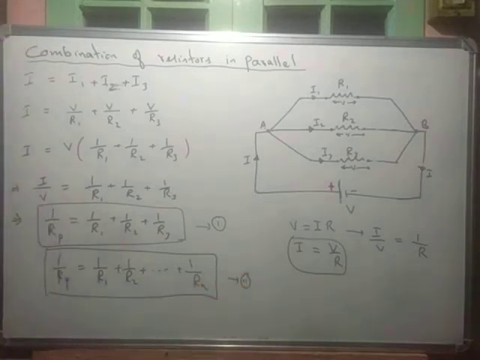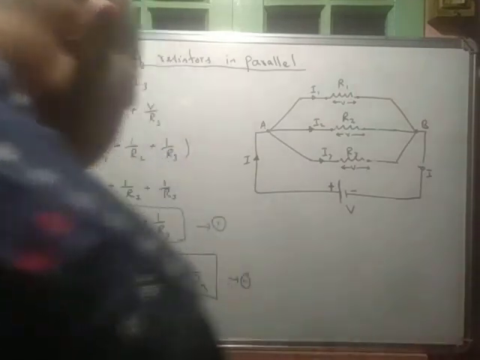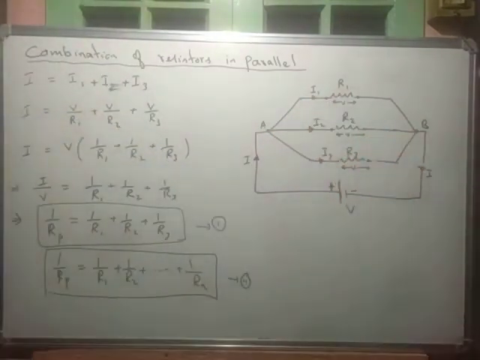All right. A point to be noted in this case, the first point, is that the potential difference across each resistor is the same. That is the first point.